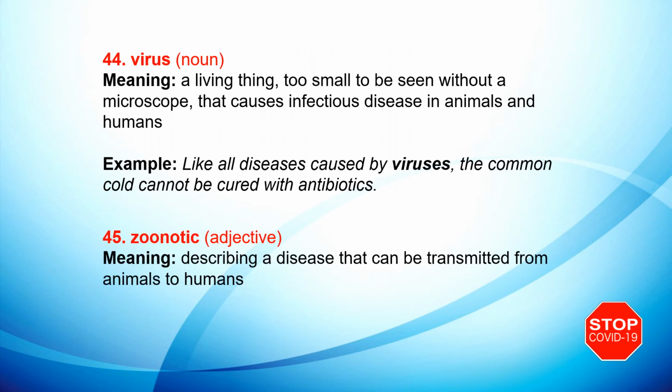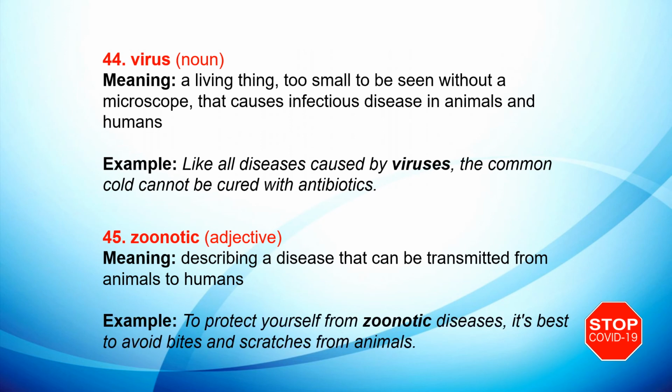Number 45, zoonotic. Zoonotic as an adjective, meaning describing a disease that can be transmitted from animals to humans. For example, to protect yourself from zoonotic diseases, it's best to avoid bites and scratches from animals.